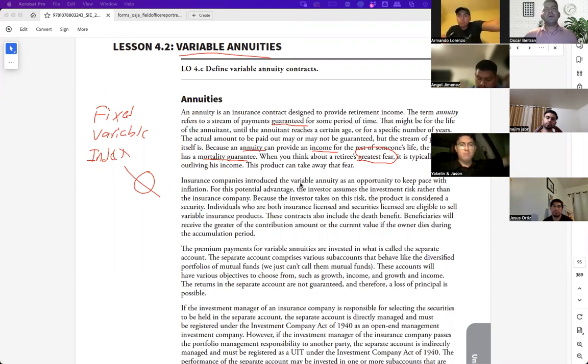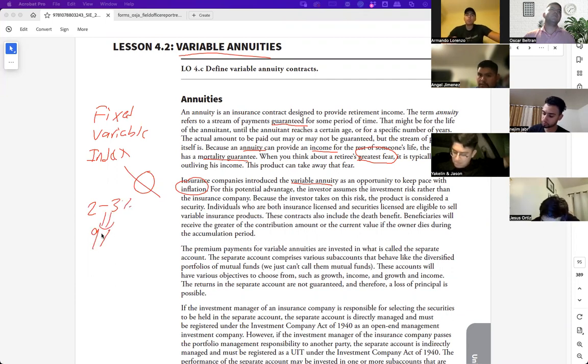So the main purpose of a variable annuity, and why it was created, was to pretty much keep pace with inflation. Because inflation every year goes up about 2-3%. This year it went up to about 9%. So what that means is that the cost of living is going to keep getting higher each year. Okay. Because the investor takes on this risk, the product is considered a security.